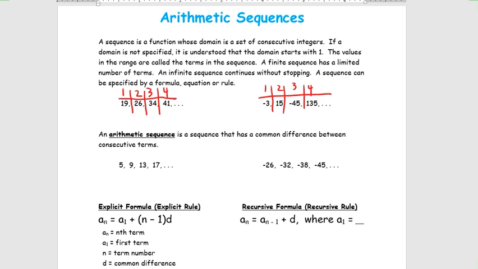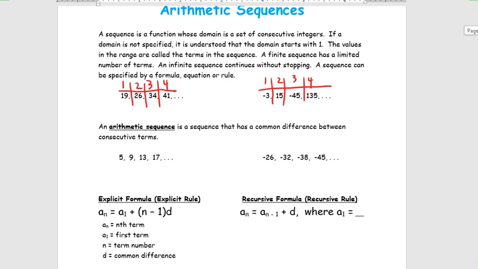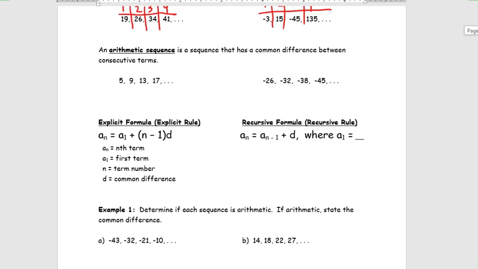All right, in this section, we're really concerned with arithmetic sequences. And what is it that makes a sequence arithmetic? It is the fact that there is a common difference between consecutive terms. This difference could be a positive number. This difference could be a negative number.